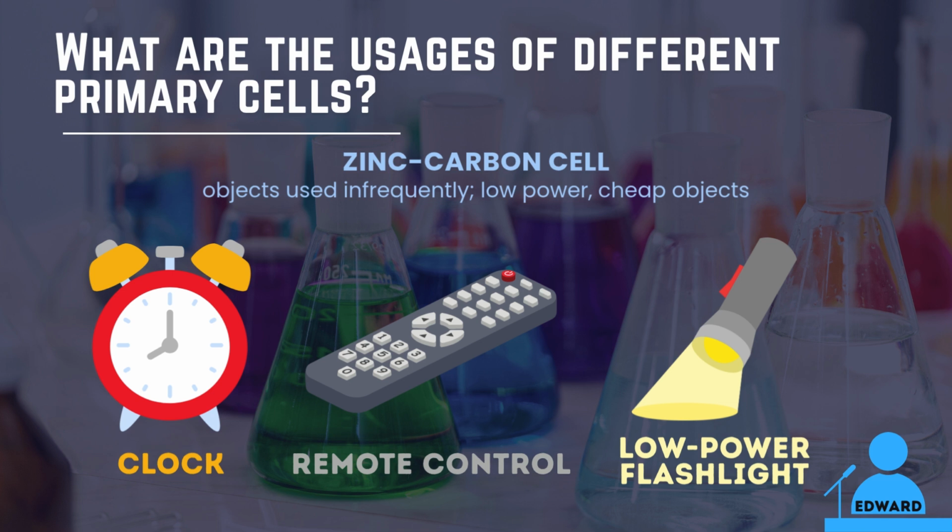So, given the differing properties of the three dry cells discussed, what items are the most suitable for powering? Zinc carbon cells are often used in objects that are used infrequently and require low power, making them ideal for inexpensive items like remote controls. Their affordability makes them a great choice for devices that aren't that picky with voltage stability, but recently, they have been replaced by safer and more stable alkaline cells.